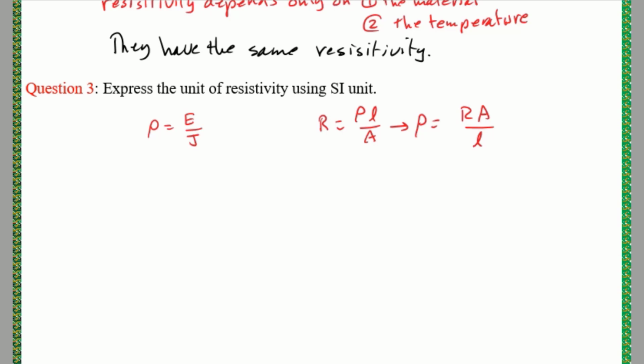Let's go with the first one. The unit of resistivity is the unit of the electric field, which is Newton per Coulomb, and the unit of J is Ampere per meter squared. So we have Newton meter squared per Ampere Coulomb.